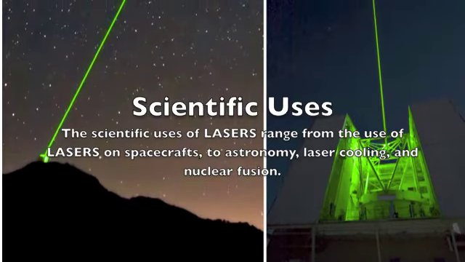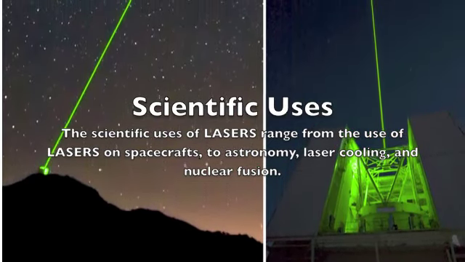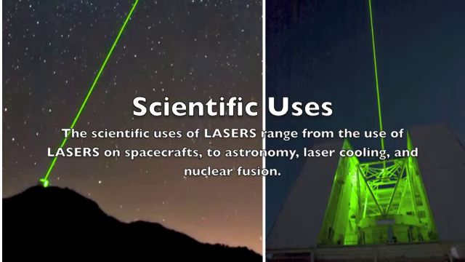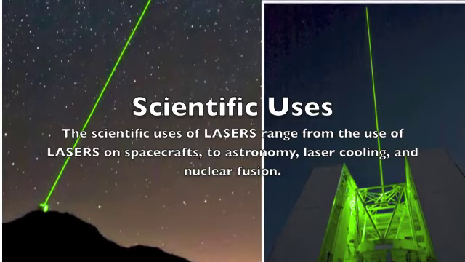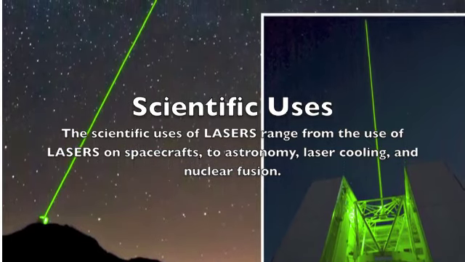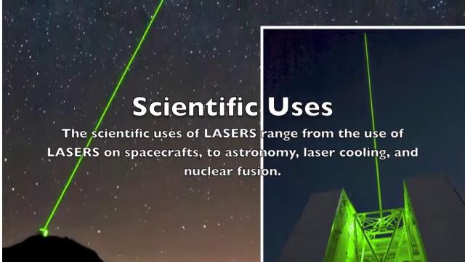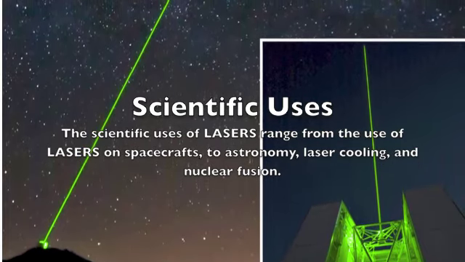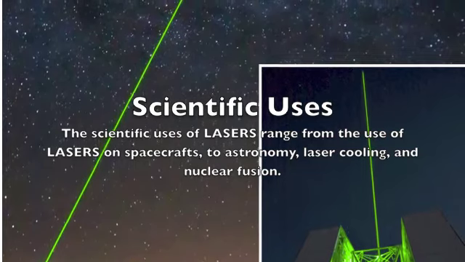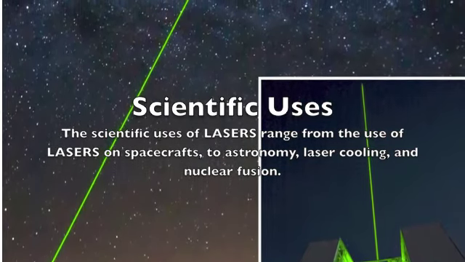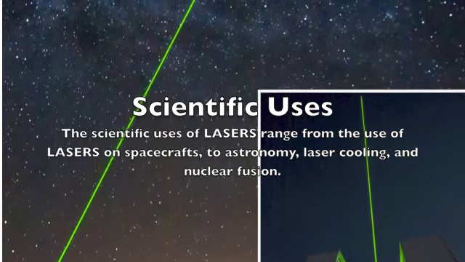The scientific uses of lasers can range from the use of lasers on spacecrafts to astronomy, laser cooling, and nuclear fusion. Laser cooling is where you shine particular wavelengths of laser light at the ions or atoms, slowing them down, thus cooling them. As this process is continued, they all are slowed and have the same energy level, forming an unusual arrangement of matter known as a Bose-Einstein condensate.